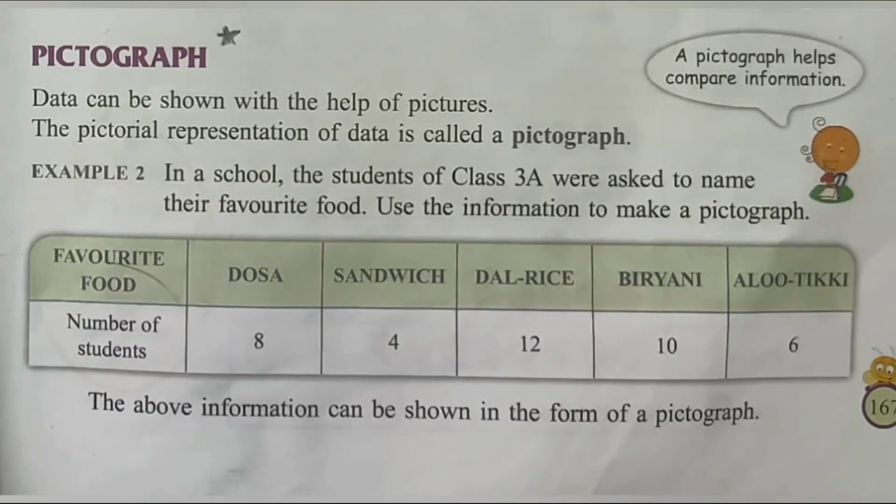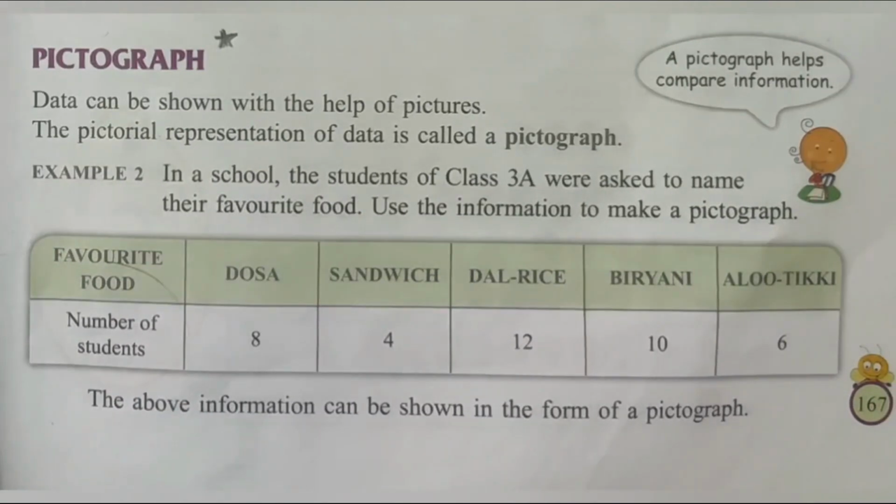In the last part, we had done some warm up and we understood what exactly data handling is. Then we made a list of objects in the classroom. Then we saw, using a list, how to make a record of the number of students, the students present, and the number of students absent. Today we'll be studying a new thing, that is pictograph.